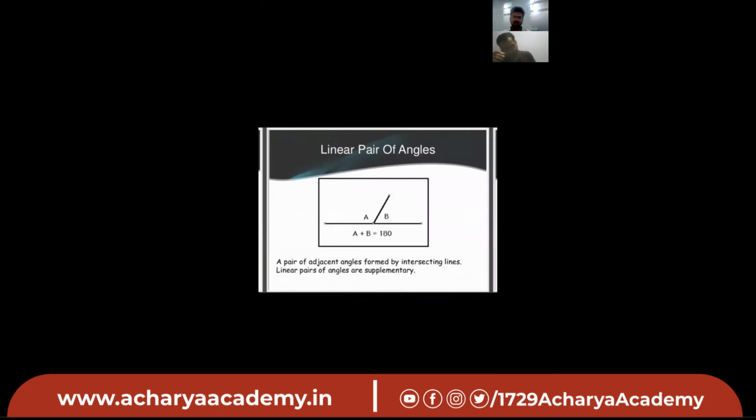Linear pair: a pair of adjacent angles formed by intersecting lines. Linear pairs of angles are supplementary. Linear pairs are always supplementary. That means if you add the two angles, then the sum will be 180 degrees. Can you give any example?